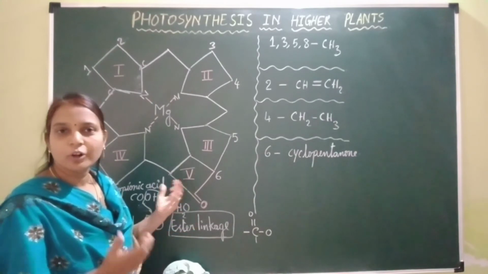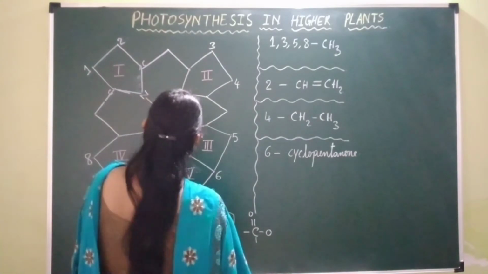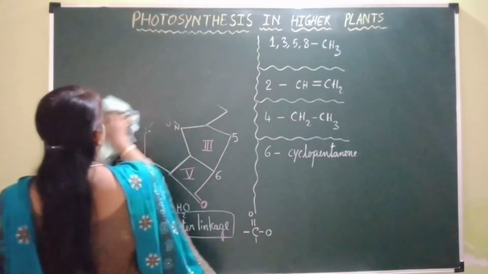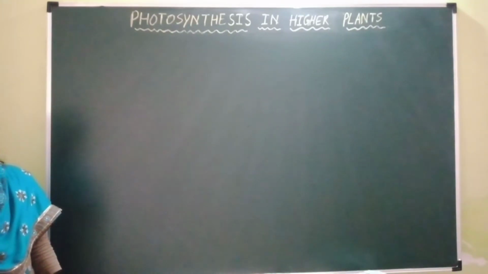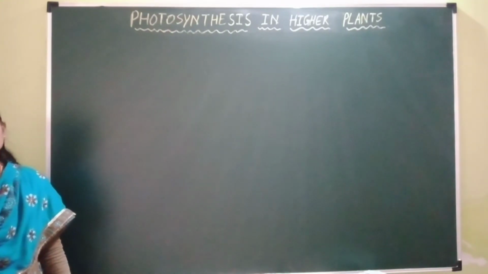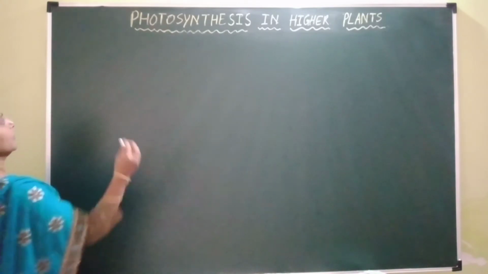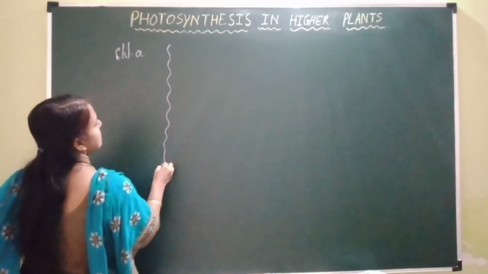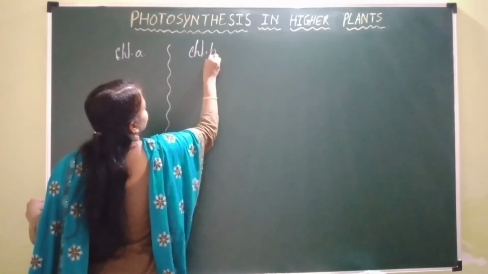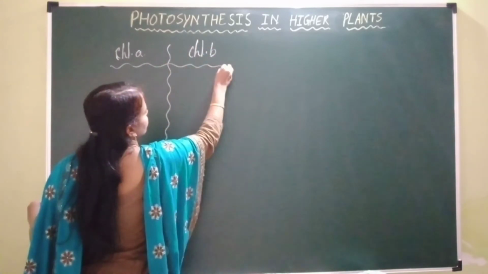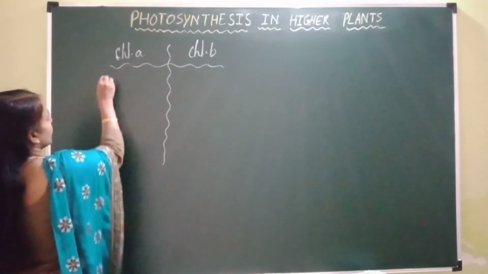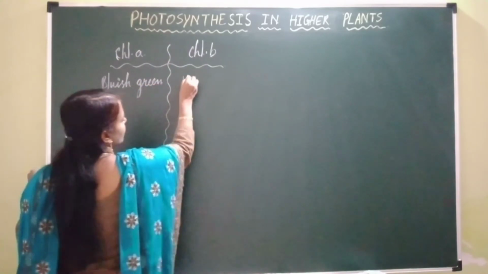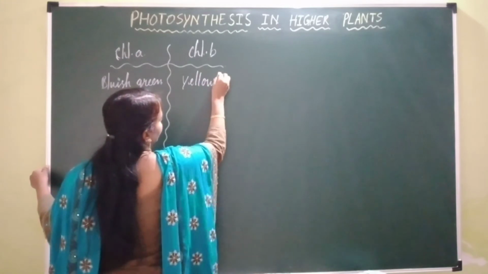Now let's study the structure of chlorophyll B, by making a comparative study of chlorophyll A and chlorophyll B. Chlorophyll A is bluish green in color, whereas chlorophyll B is yellowish green in color.